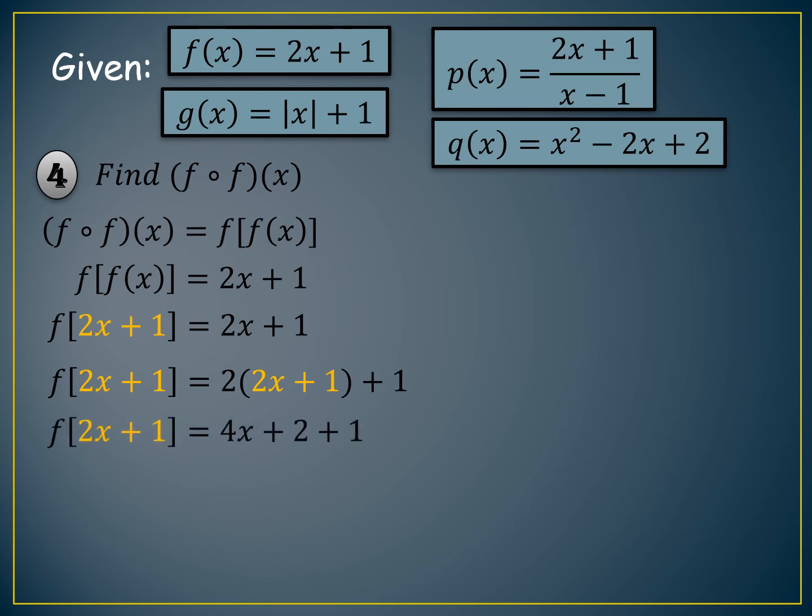So, distribute 2. So, 2 times 2x is 4x. 2 times 1 is 2. Then, bring down the plus 1. So, combine like terms. The like terms there are just 2 and 1. So, 2 plus 1 is equal to 3. So, the final answer is 4x plus 3.